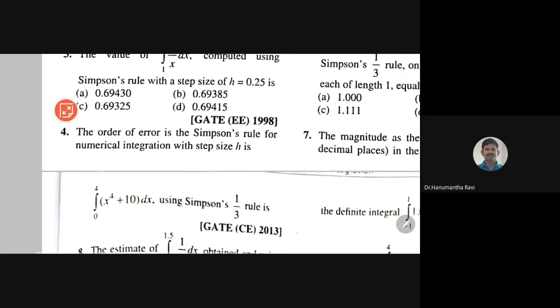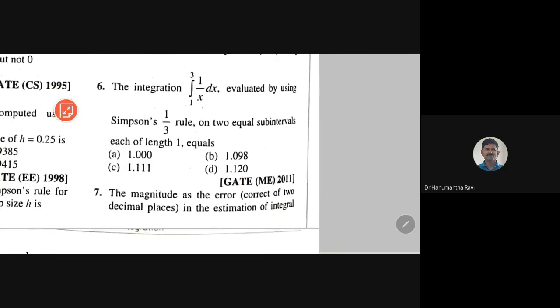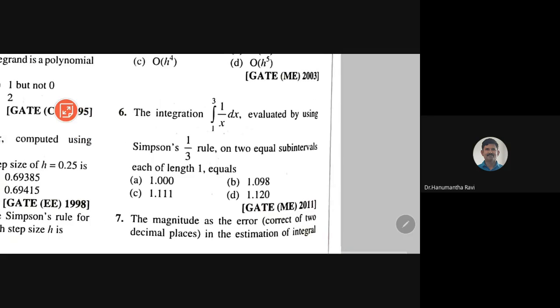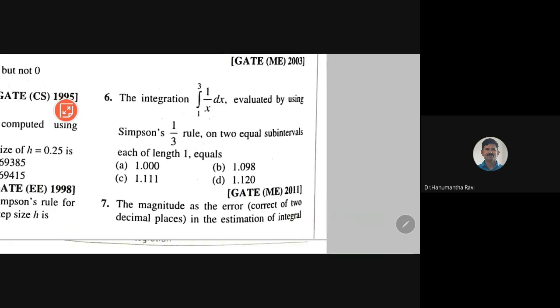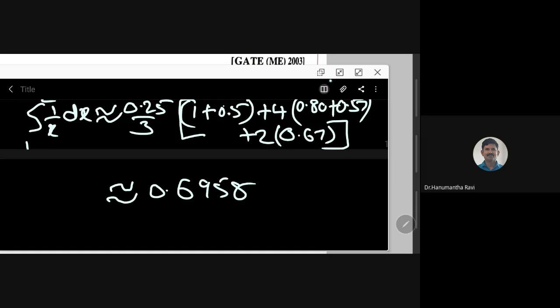Then okay, fine. Now see, you always prefer numerical ones. That is better, what I suggest. So the sixth problem I'm doing: integral 1 to 3 of 1 by x dx. This is also the one third rule. Okay, another problem.